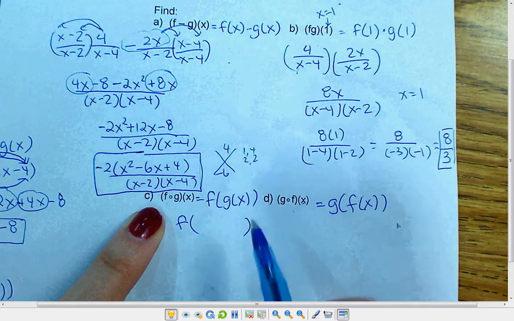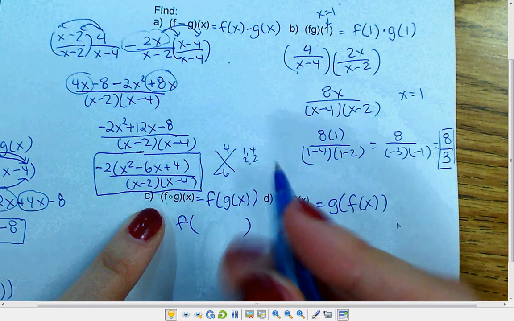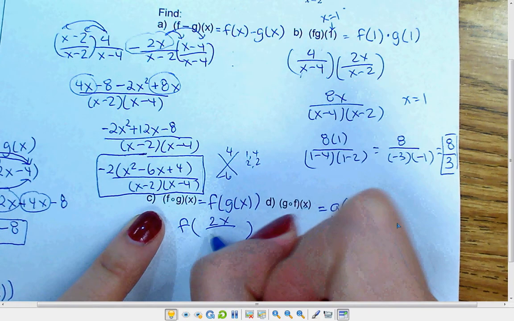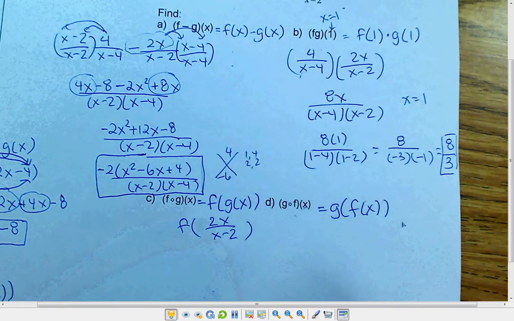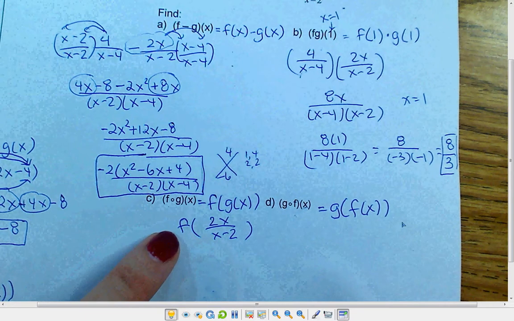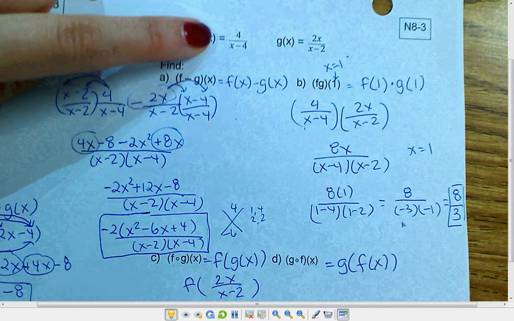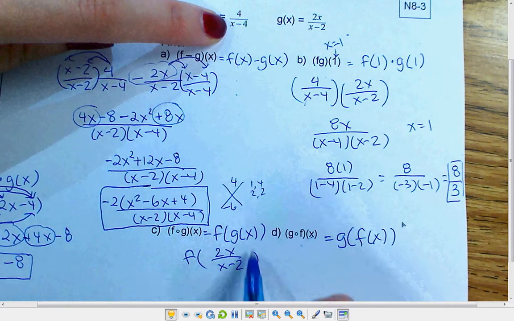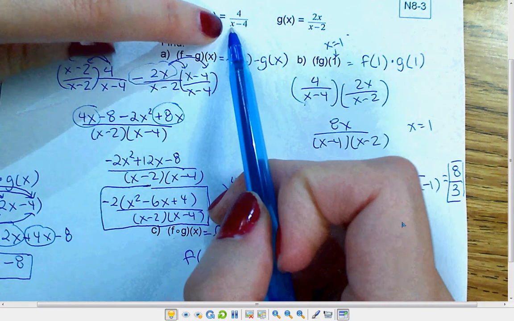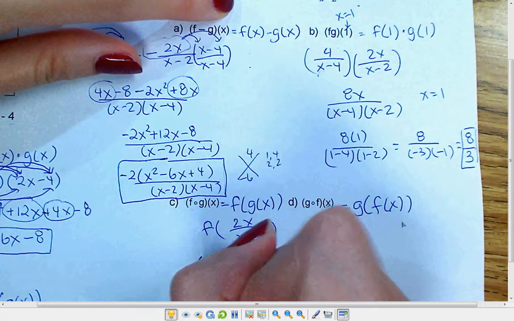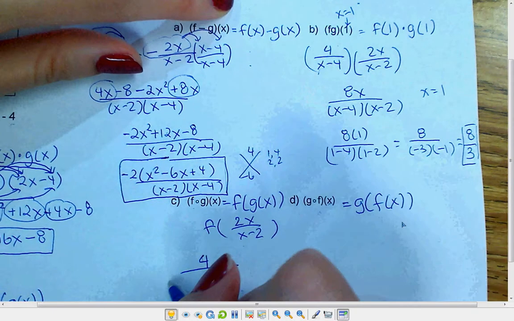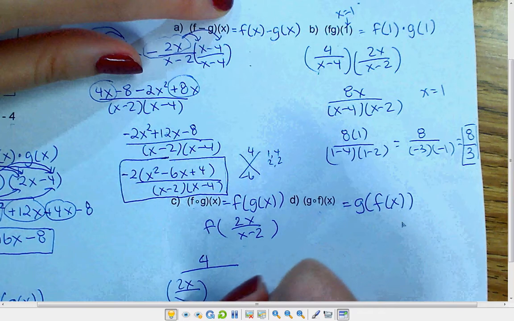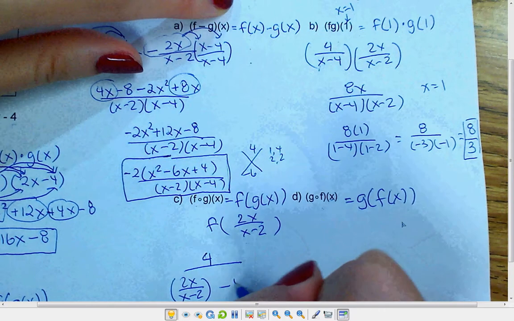What we're going to be doing is plugging g of x. So g of x is 2x over x minus 2. This is what we're plugging in to our function for f. So if we look up at our top, what we're really doing here is plugging in this into this x right here. So every time we see an x, we're going to replace it with our g of x. So we have 4 over, instead of an x, I have 2x over x minus 2. I still have this minus 4.